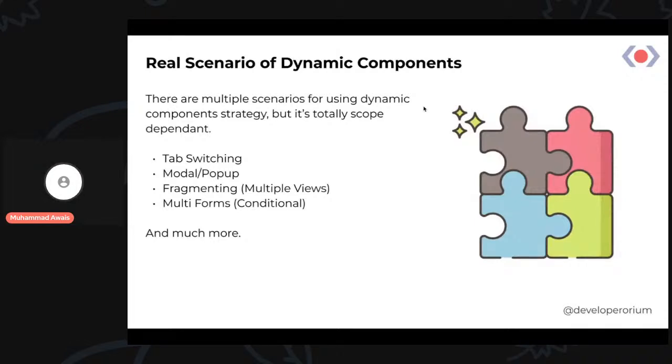So there are multiple ways to choose, but it's totally dependent on the scope and the feature you are currently working on. I was involved in a club management ERP at my last employer. That was a fintech module for POS. Inside that we had multiple tab strategies. Inside those tabs we had multiple fragmenting views and multiple forms with separate conditions. On that basis we highly used dynamic components there.